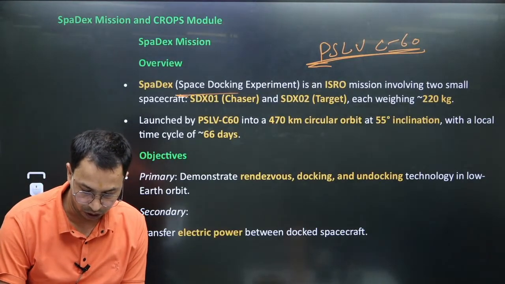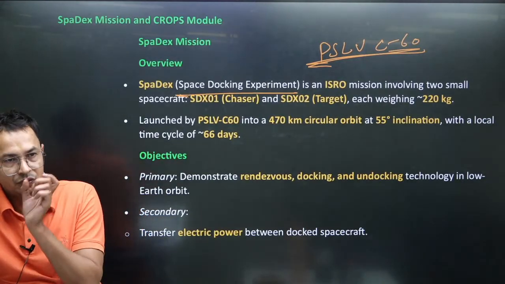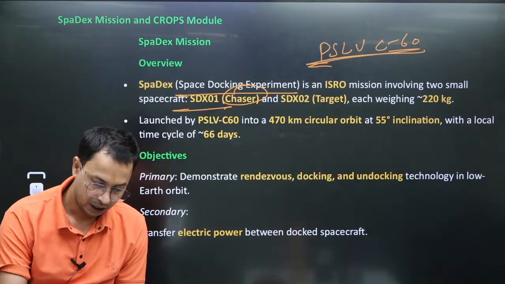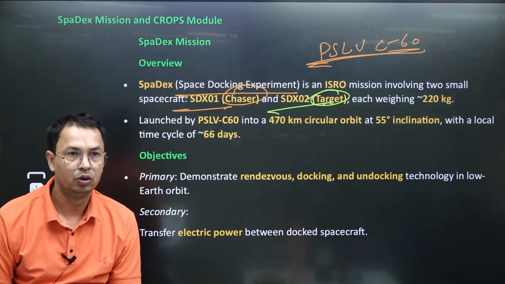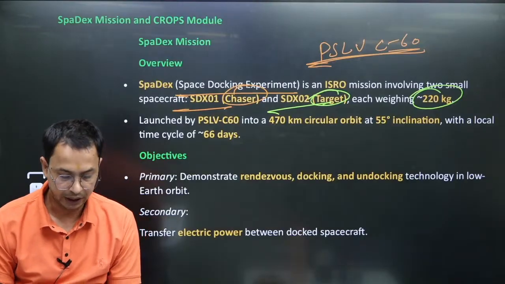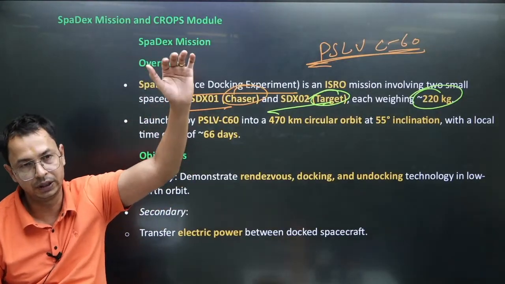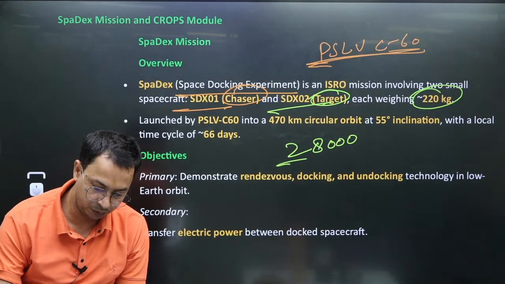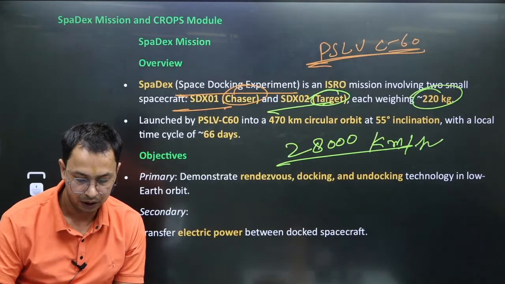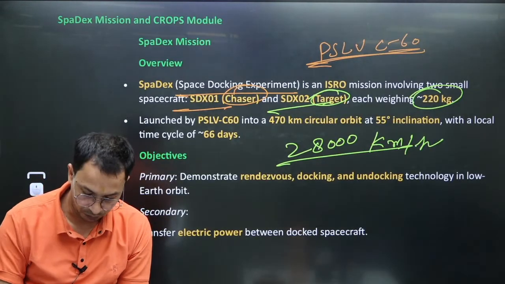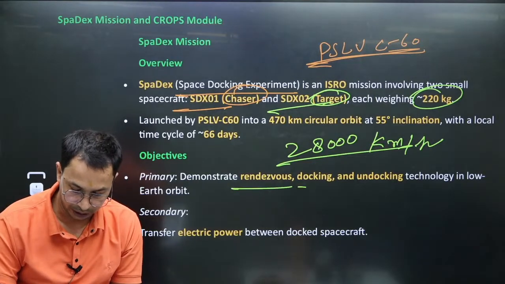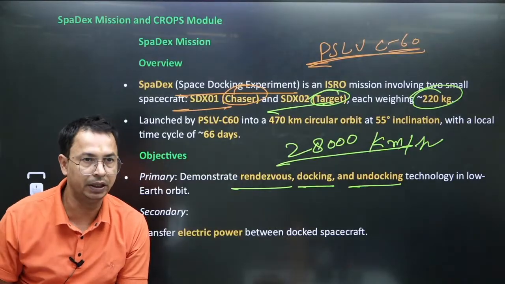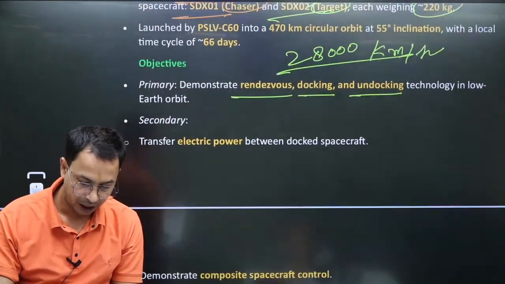So, in the SpaDeX space docking experiment, we use 2 satellites, one is the Chaser, that is SDX-01, and another is the Target, that is SDX-02, and they are approximately 220 kg. At an altitude of 470 kilometers, when these satellites were rotating around the Earth at a speed of 28,000 kilometers per hour, we performed the rendezvous, docking and undocking experiment. Firstly, we performed the docking, then after some days, we also performed the undocking experiment.